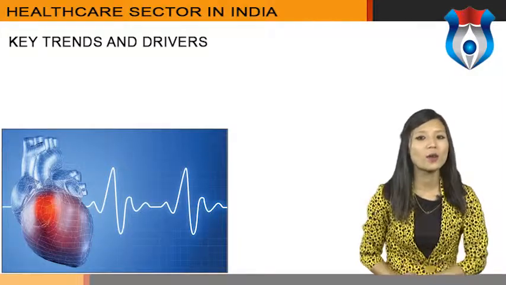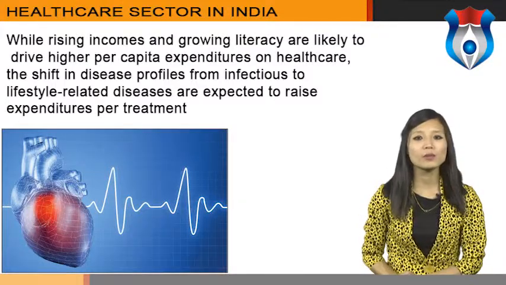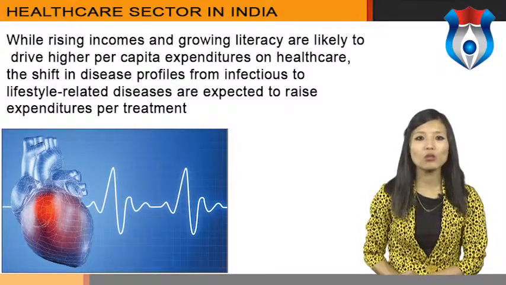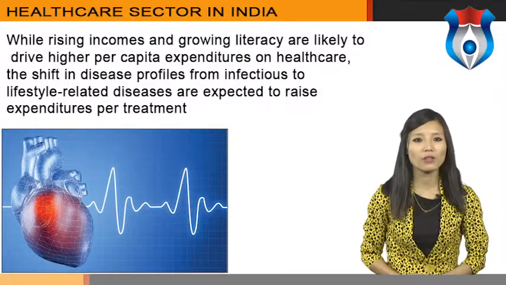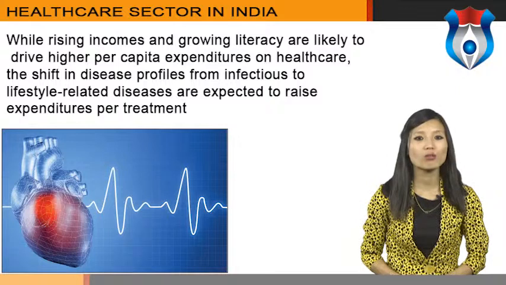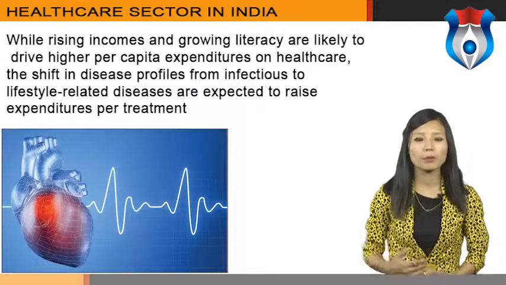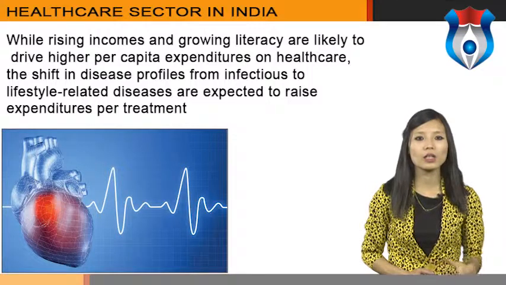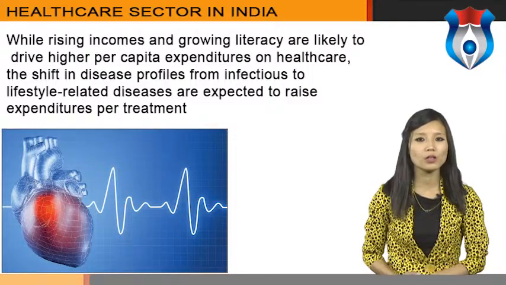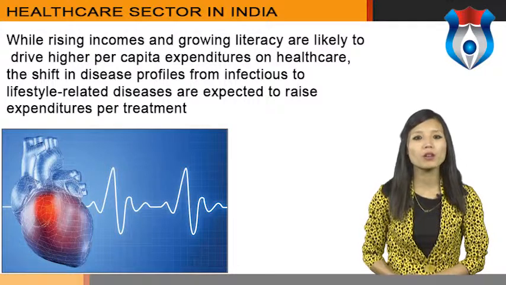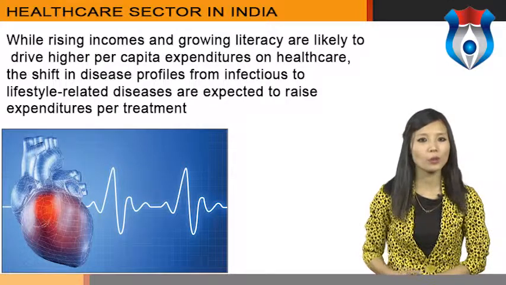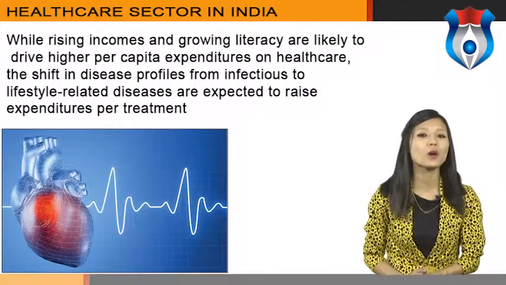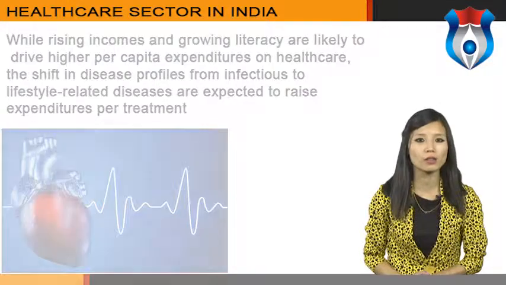Let us now discuss key trends and drivers. While rising incomes and growing literacy are likely to drive higher per capita expenditures on healthcare, the shift in disease profiles from infectious to lifestyle-related diseases is expected to raise expenditures per treatment. Lifestyle-related diseases are typically more expensive to treat than infectious ones. In 2001, the average inpatient cost for lifestyle-related diseases, cardiac problems, digestive issues, etc. was INR 32,900 compared to INR 4,550 for infectious diseases.